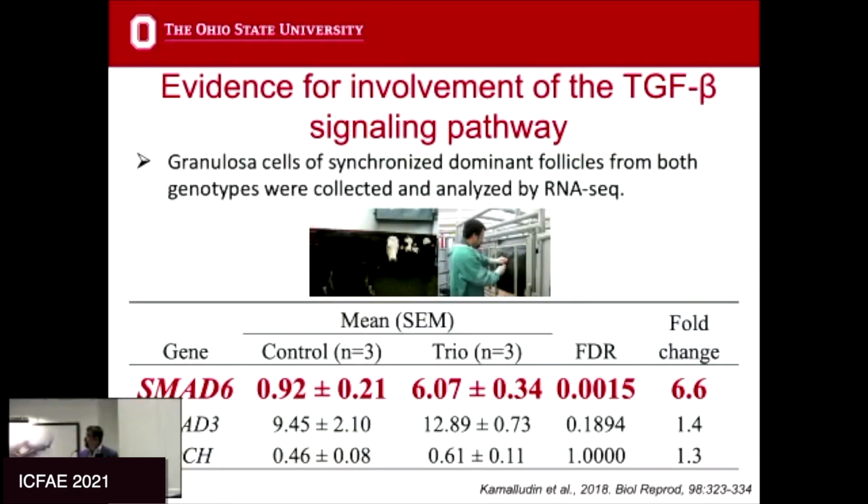So we did a study where we collected, through ovariectomy, dominant follicles that were previously synchronized, and we took the granulosa cells and subjected them to RNA sequencing. Here, I'm only going to show you the data on the 3 positional candidates, but what we found was that SMAD6 was overexpressed in the granulosa cells of trio carriers compared to their single ovulating control animals.